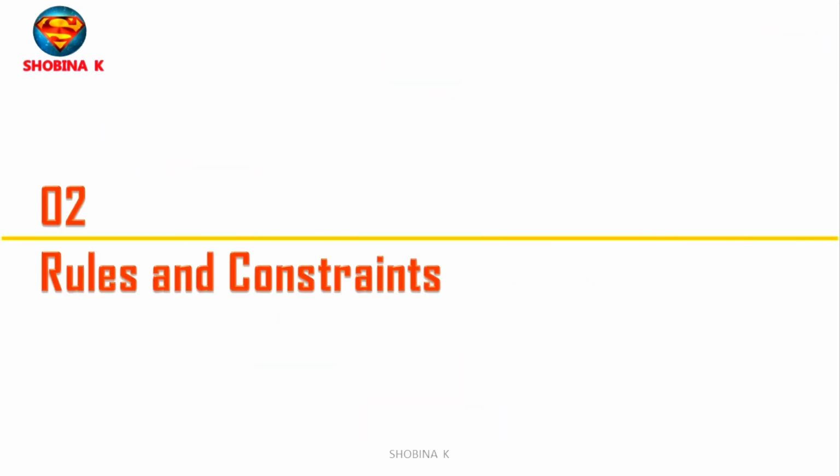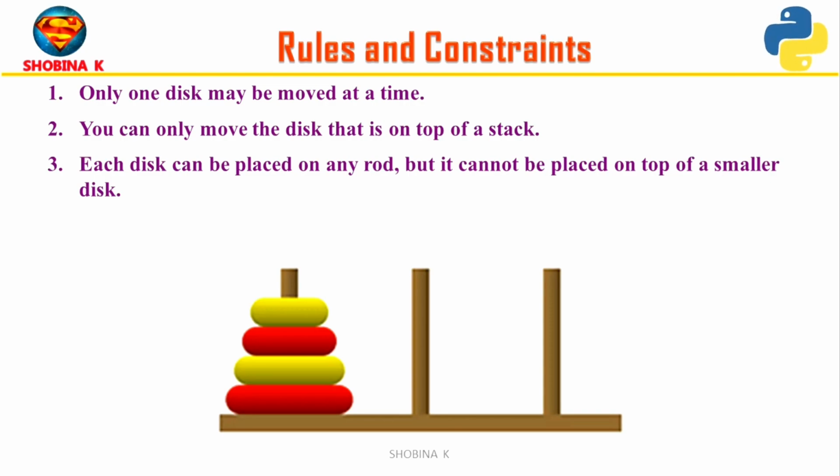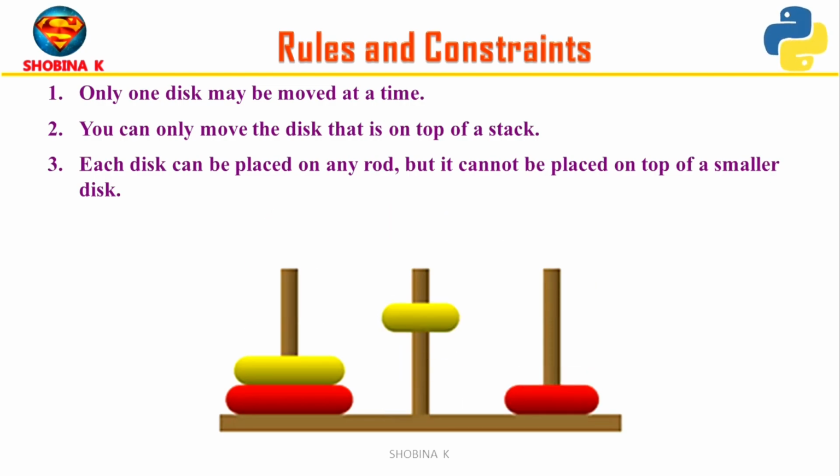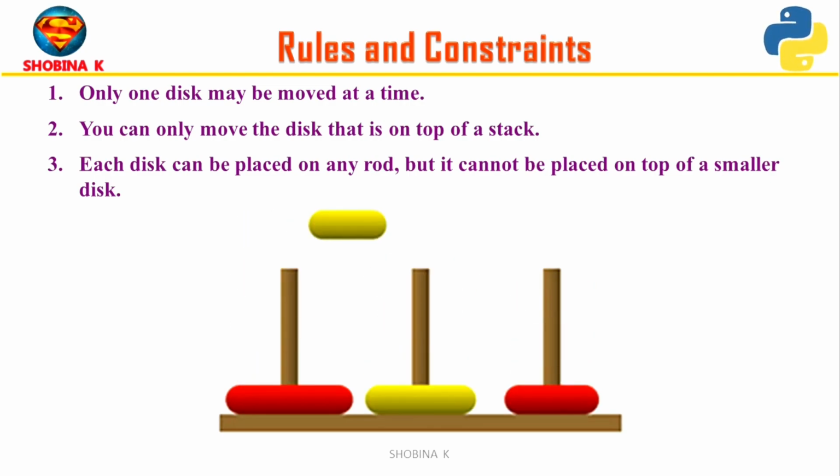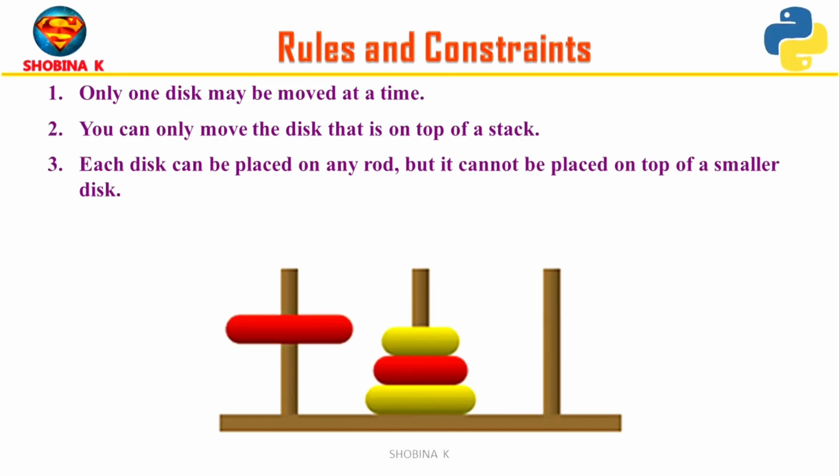However, it seems simple at first. There are a few rules that make this classical puzzle game a favorite among puzzlers. And these are the 3 fundamental rules for the Tower of Hanoi problem. Rule number 1.